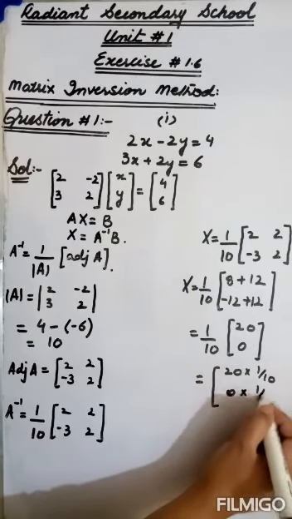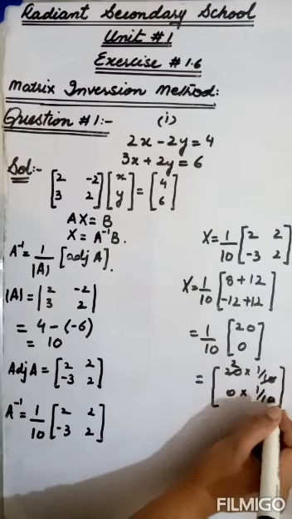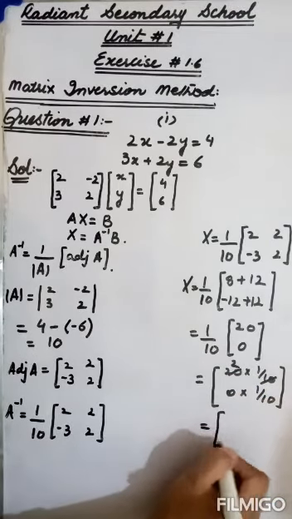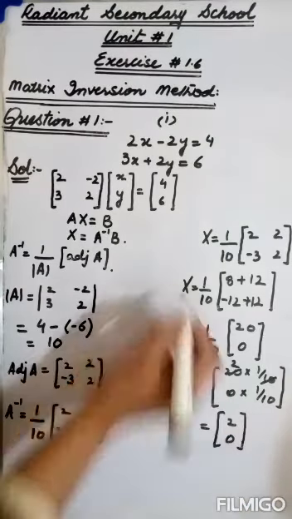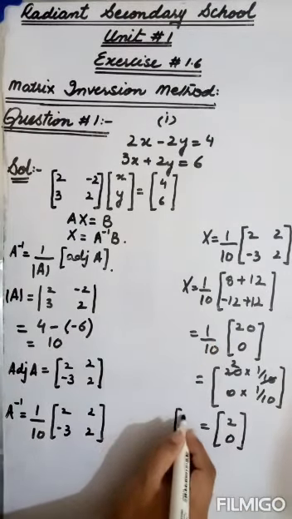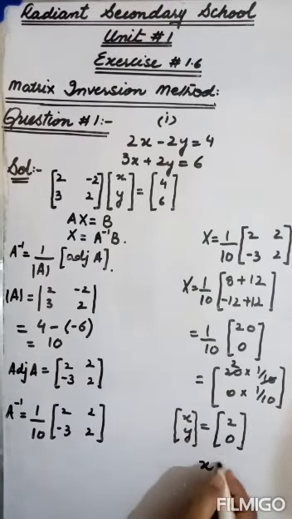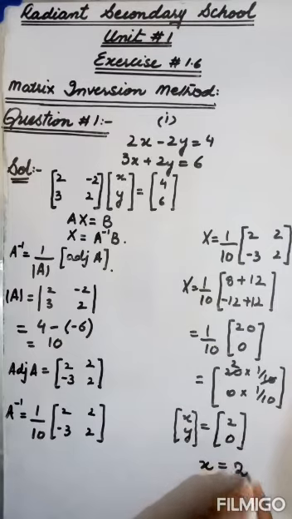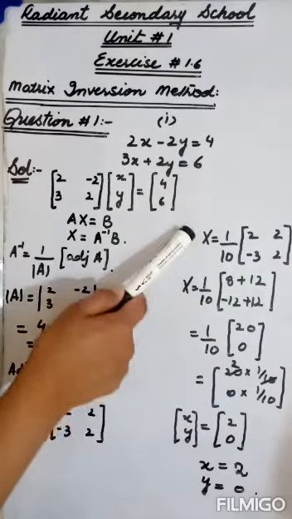0 multiplied by 1 by 10, and the answer will be 0, and the answer will be 2, 0. Basically, this is the matrix X, so these are the values of X and Y. And what will be the value of X? X is 2 and Y is equal to 0. This is the method of matrix inverse. Firstly, you have to find the inverse, then you will multiply it with B, then you will get the values of X and Y.